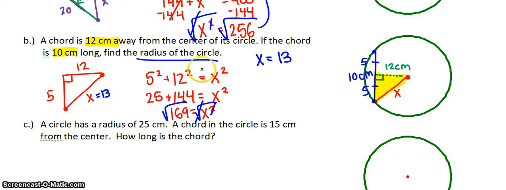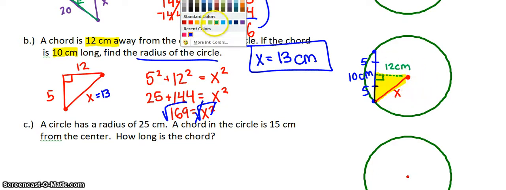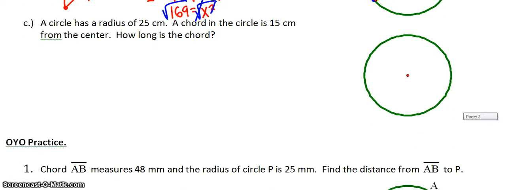But again, I was trying to find the radius of the circle, so make sure you answer the question. The radius is x equals 13 centimeters because we're trying to find a distance. Okay, so again, you could have drawn the radius and the chord wherever you want, but you want to set it up strategically so you can use the Pythagorean Theorem and construct that right triangle. Last example, and then you'll try some on your own.